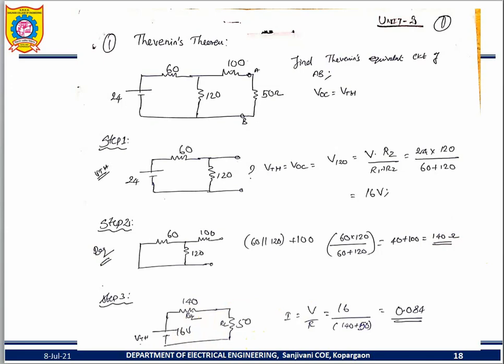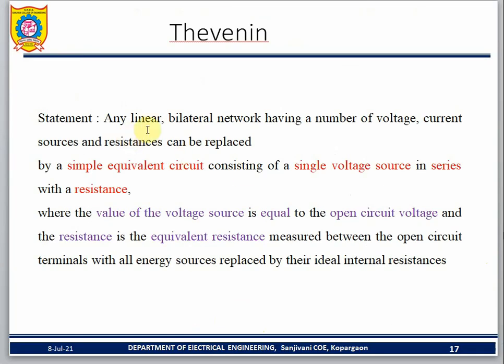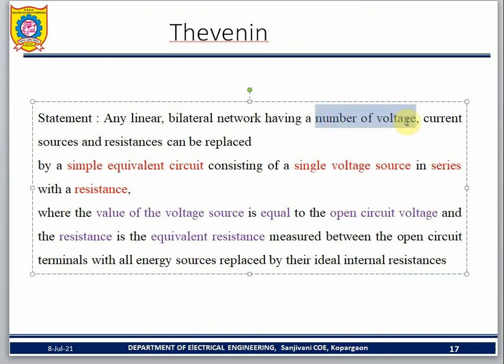So now you can look at the statement. Any linear bilateral network having a number of voltage sources and current sources, for example 5 voltage sources or 2 current sources, and a number of resistances, say 10 resistances. So this is a circuit. What you are telling, sir, see, this is a circuit, for example.